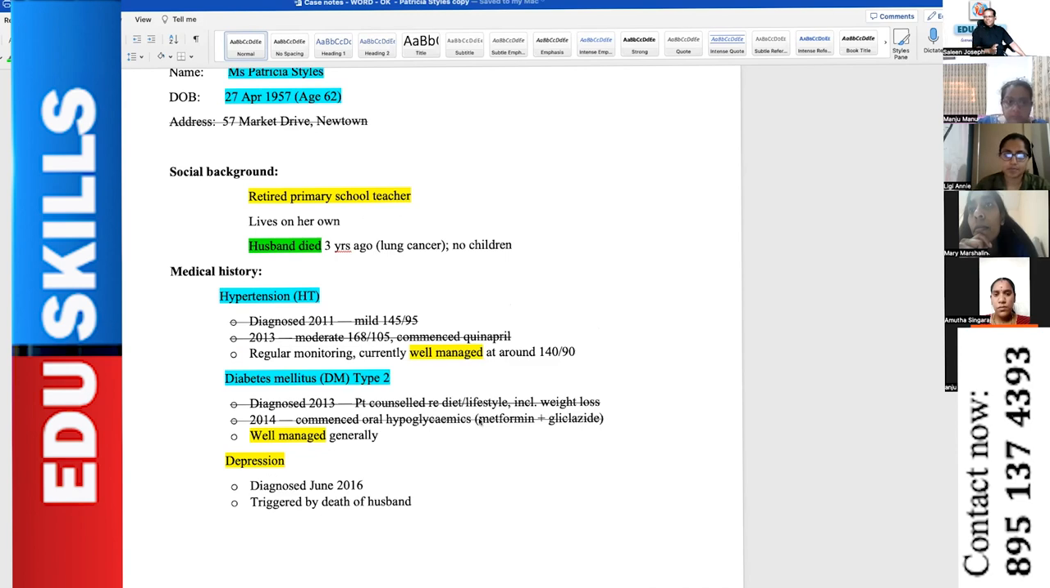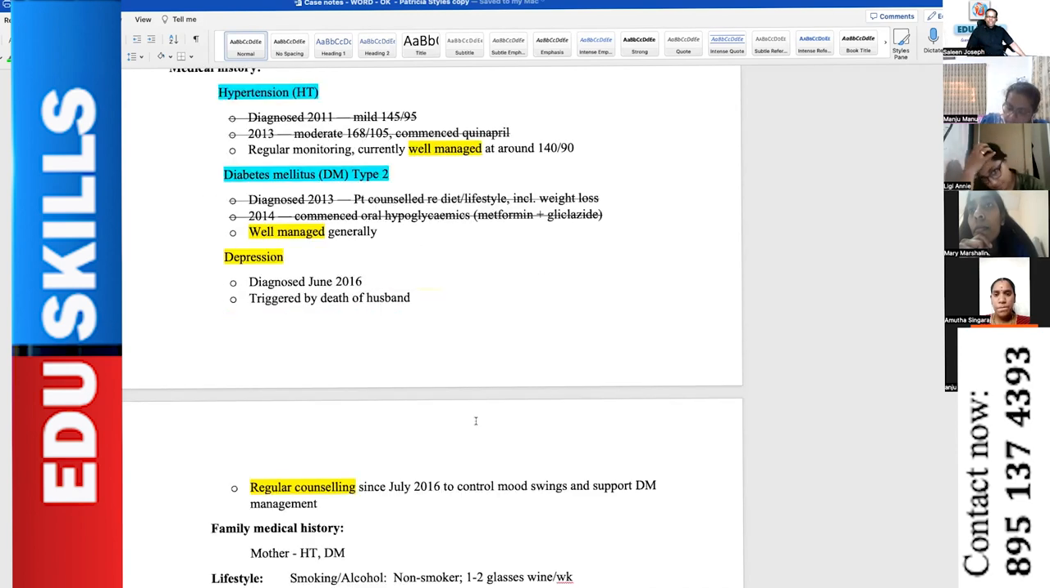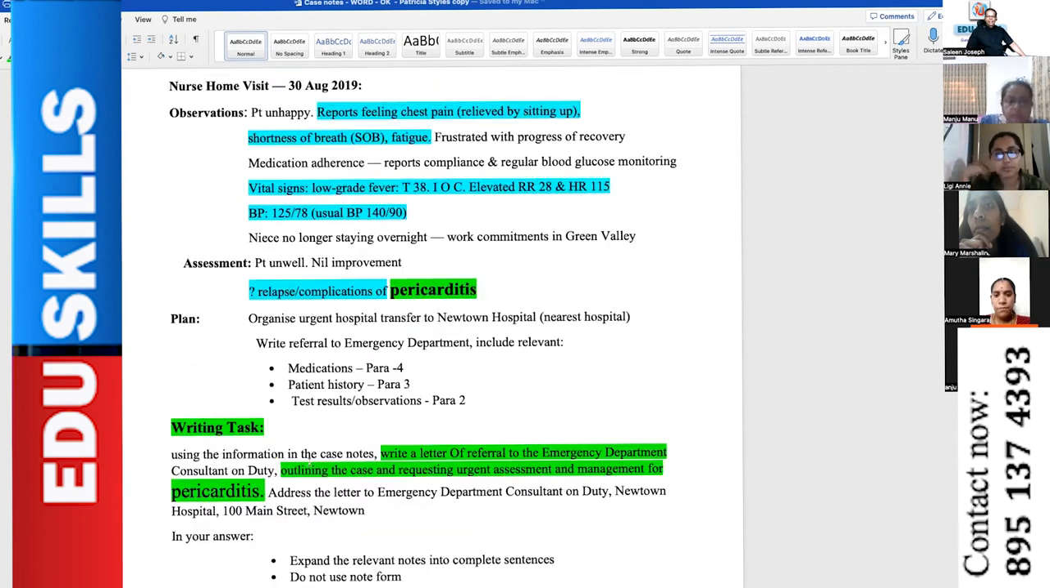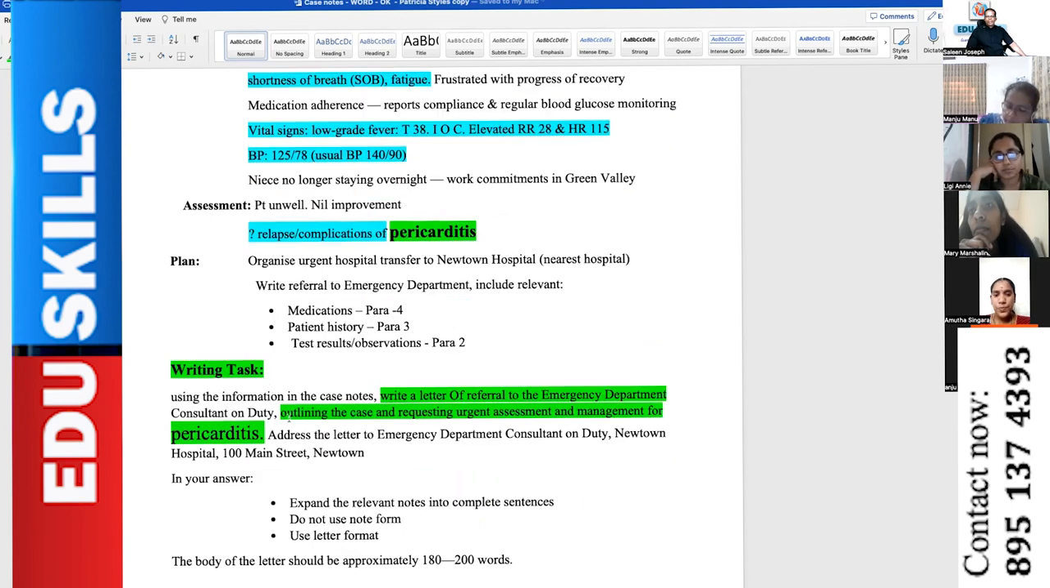Actually, we have one step less here because the key issue is given in the writing task. Clearly, it is mentioned here: outlining the case notes of a case and requesting urgent assessment and management for pericarditis. Sometimes it may not be clearly given what the main issue is. So you go into these synonymous expressions, then you know this is the issue. Looking at a prescription, you will say this patient has this problem, right? No one needs to tell you.